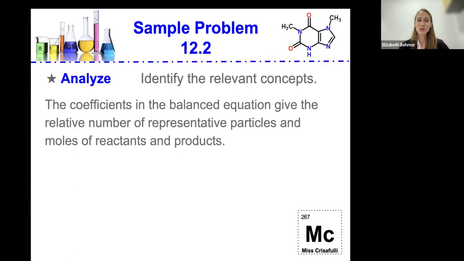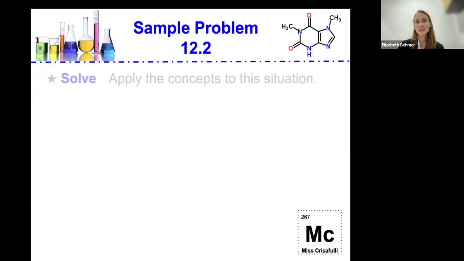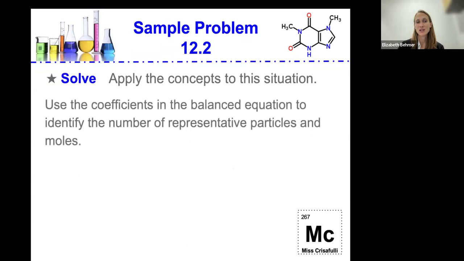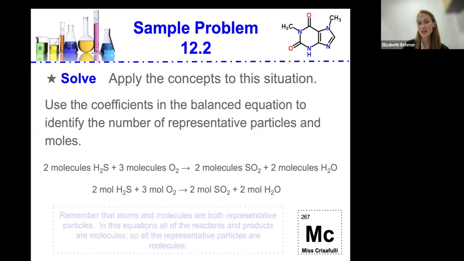The coefficients in the balanced equation give the relative number of representative particles and the moles of reactants and products. And a balanced chemical equation obeys the law of the conservation of mass. And we'll apply the concepts to this situation. Let's use the coefficients in the balanced equation to identify the number of representative particles and moles. So we have 2 molecules of H2S plus 3 of O2 will yield 2 molecules of SO2 plus 2 molecules of H2O. And we can write that as 2 moles of H2S plus 3 moles of O2 will yield 2 moles of SO2 and 2 moles of H2O.